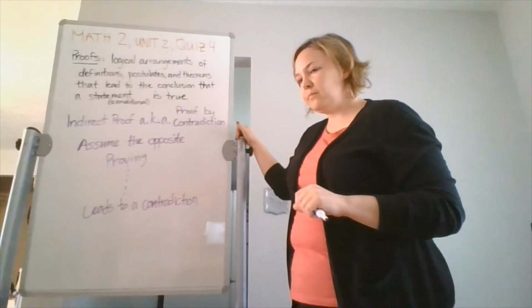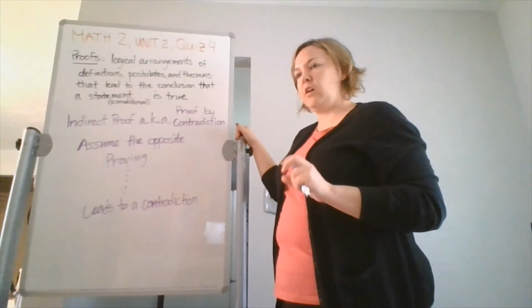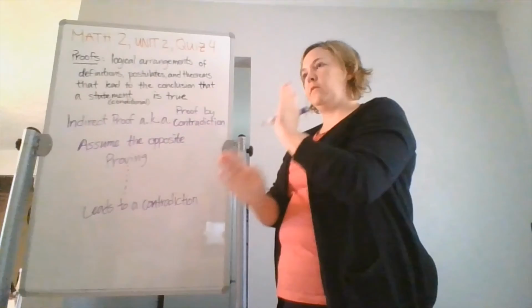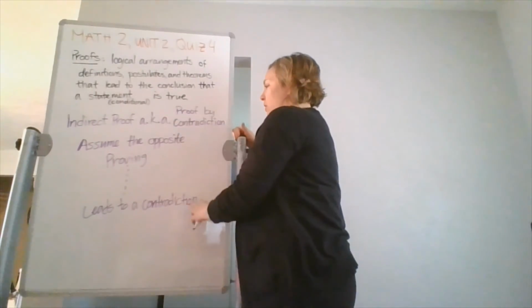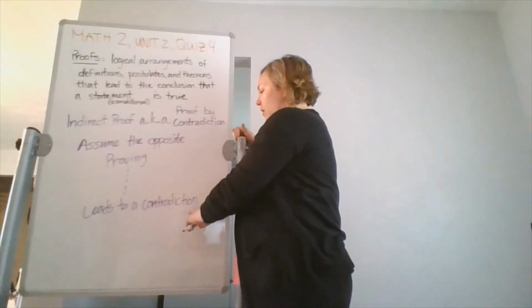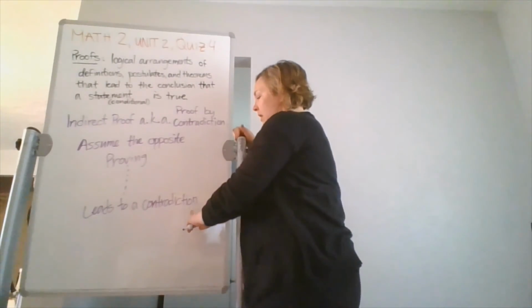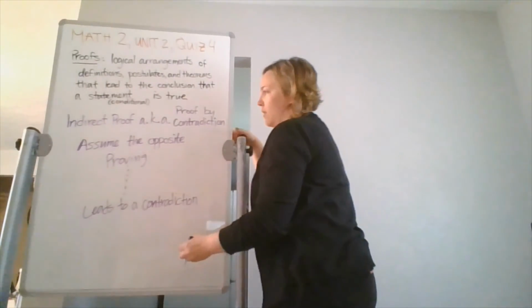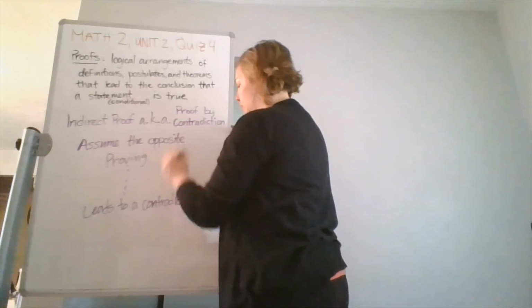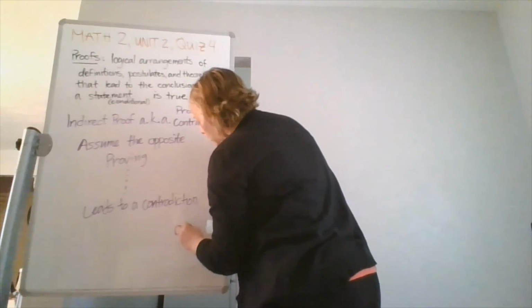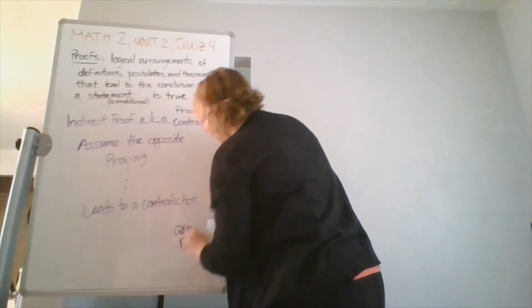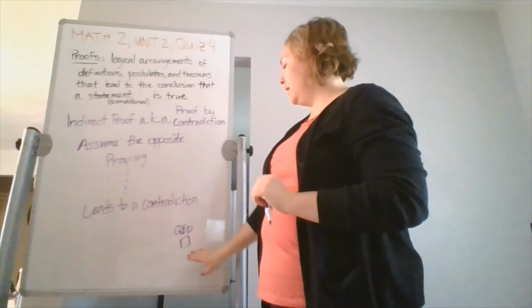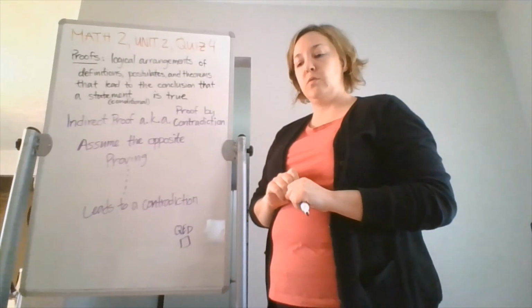Think of it like your converse, when you swap the order of things, how that's never true. It's kind of like that. So you assume the opposite, you get through and you're like, oh, wait a minute, that one can't be true. Therefore, my original statement is now true. And you will end that either in QED or a little square, and that signals the end of your proof.